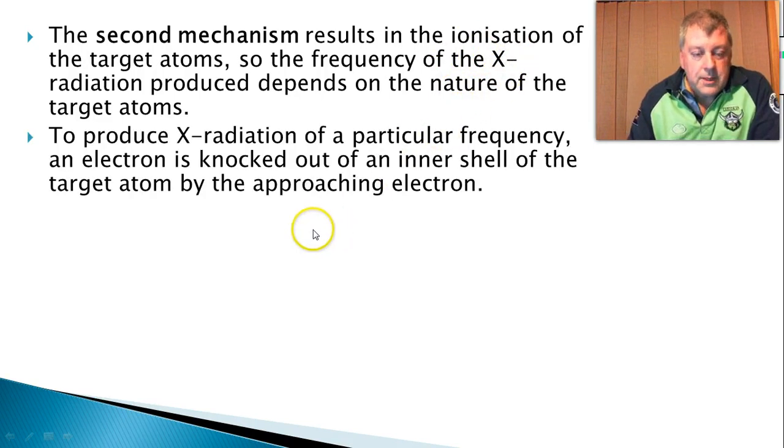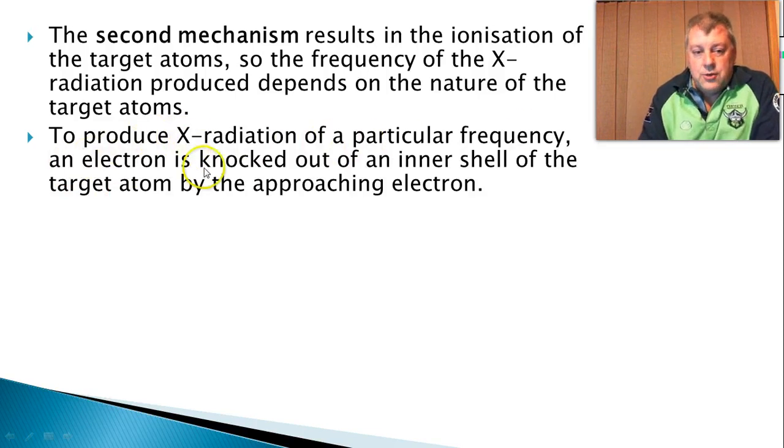and that's why we can only produce certain types of X-rays depending on what the target is. So to produce X-rays of a particular frequency, an electron is knocked out of the inner shell of the target atom by the approaching electron.